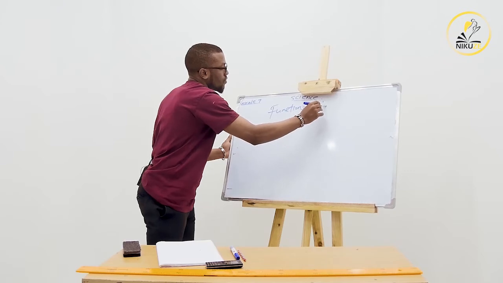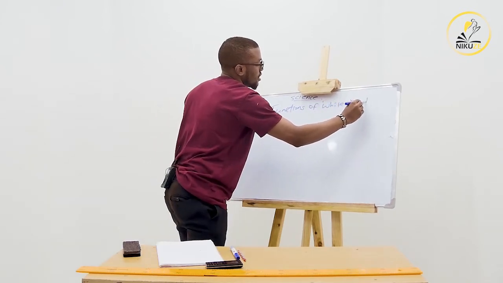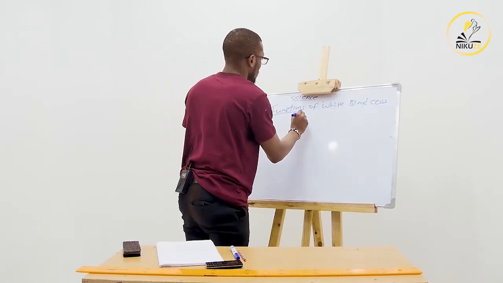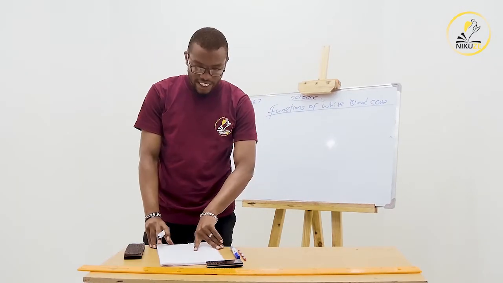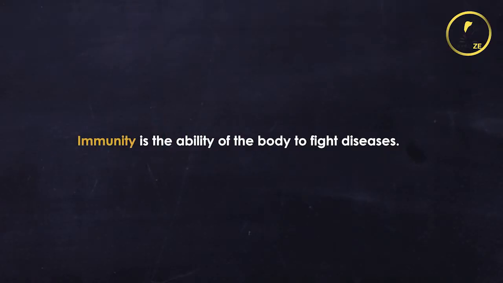Functions of white blood cells. Number one, they provide immunity. What is immunity? Immunity is the ability of your body to fight disease. So white blood cells provide immunity to the body.